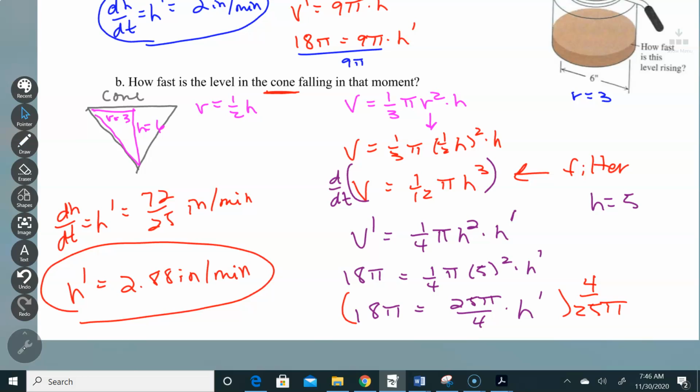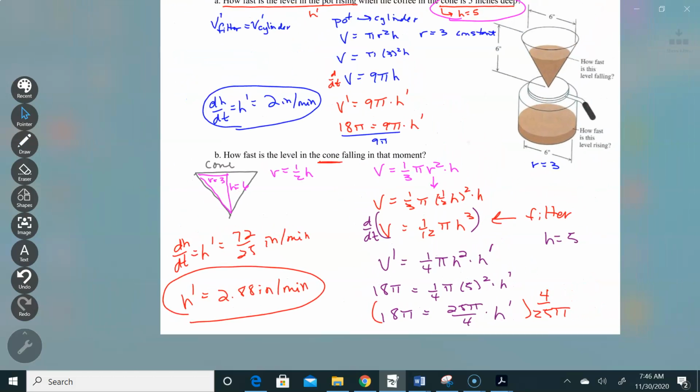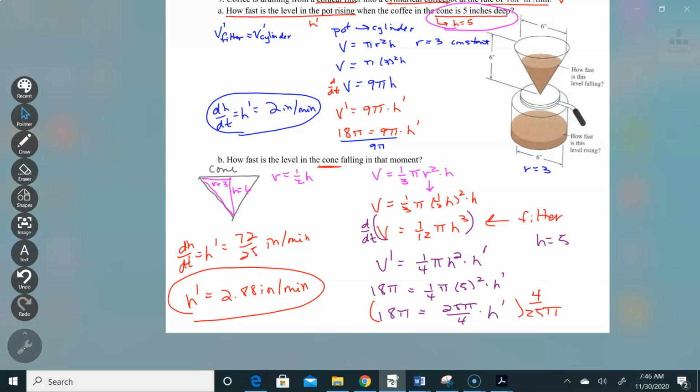So if you look at this, at the moment when the height is 5 inside the cone, the rate of change for the height in the pot is 2 inches per minute, because it's a cylinder, but the rate of change in the filter, which is a cone, is 2.88 inches per minute.